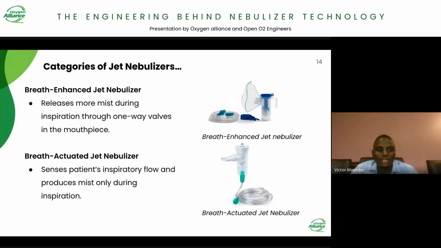And then the last one is the breath-actuated jet nebulizer. This one is the most advanced because it actually senses the patient's inspiratory flow and then produces mist only during inspiration. So it detects when the patient is breathing in, and during that time, it produces mist and delivers it to the patient. These nebulizers have an actuator button at the top that moves up and down. When the patient inhales, the button moves down to start mist generation. When the patient exhales, the button moves back to its closed position, and this stops mist generation.